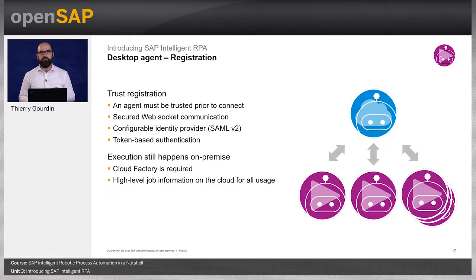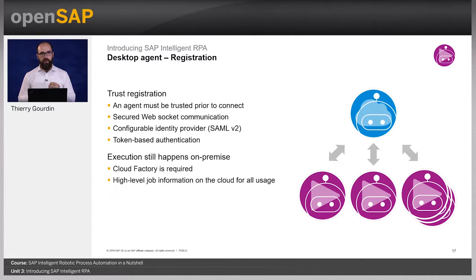Security is key. So we decided at SAP that before an agent could run any automation, it will establish a secure trust registration to the Cloud Factory. A strong authentication is required while establishing communication through a secure WebSocket. Once authenticated, the agent will be able to run only the automations that have been authorized by the cloud administrators.